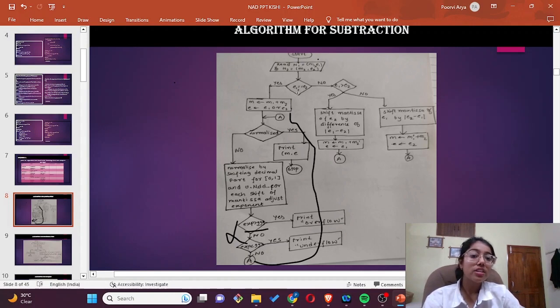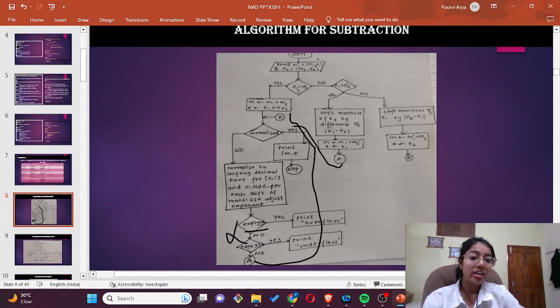Now let's check if e1 and e2 are not equal. We check then if e1 is greater than e2. If it is greater than e2, then we shift the mantissa of e2 by the difference of e1 minus e2, the mod. And we add mantissa 1 and mantissa 2 and store it in m. And here e1 is taken as e. Then we go to A.